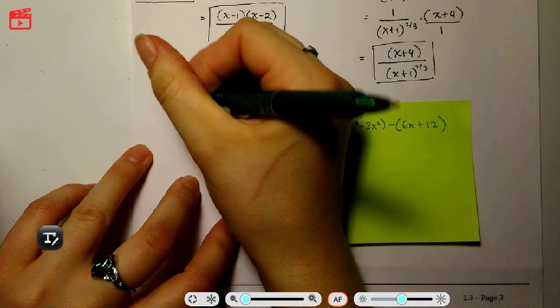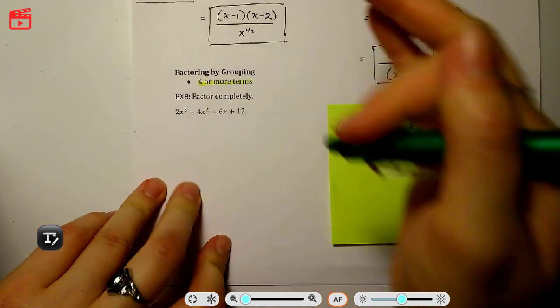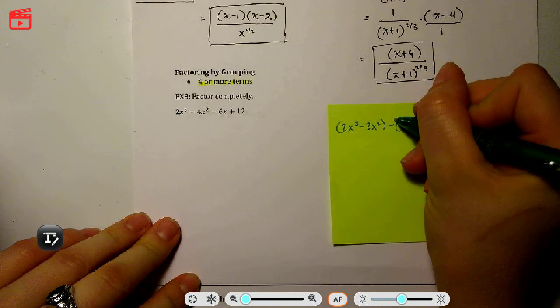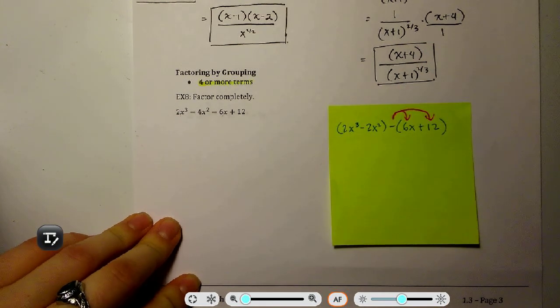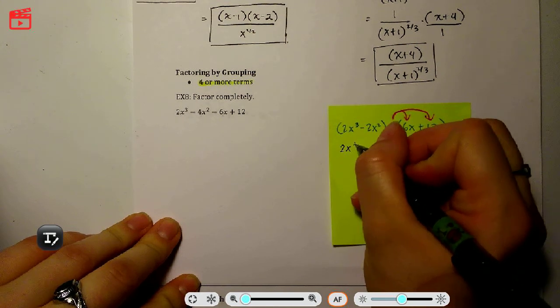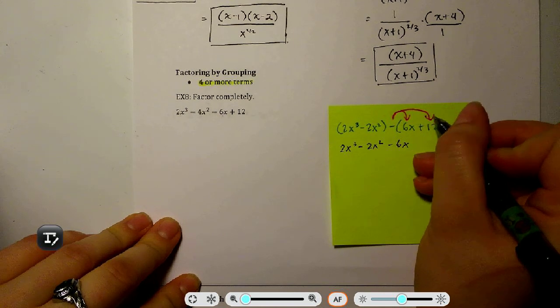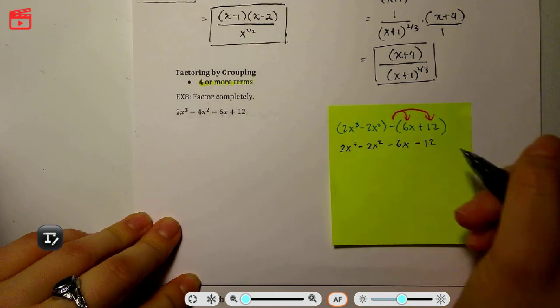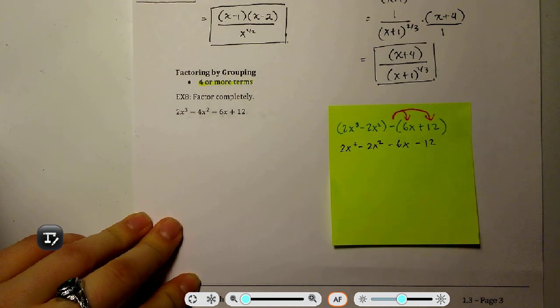Okay, and I'll erase this. So let's see what I mean when I just put down those parentheses. If I distribute in this negative here, what do I get? I get 2x cubed minus 2x squared minus 6x, multiplying the negative, minus 12. Is that what I originally started with? No, it's not. Be very careful.